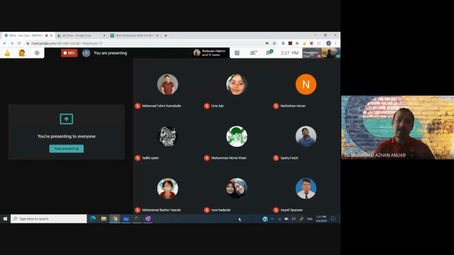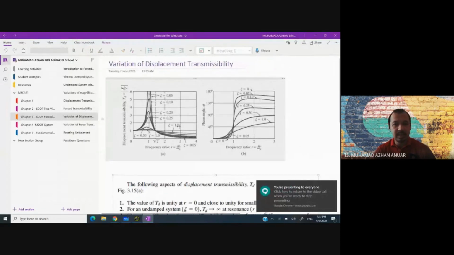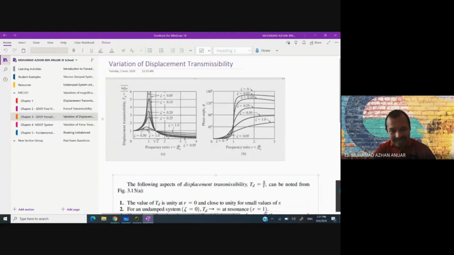On the left hand side of that region, we call it the transmissibility region. Okay, so let me share with you the plot. So this is the plot. On this region is the isolator region, and on this region is the transmissibility region. So what we try to determine here is to get the transmissibility of the system as low as possible.